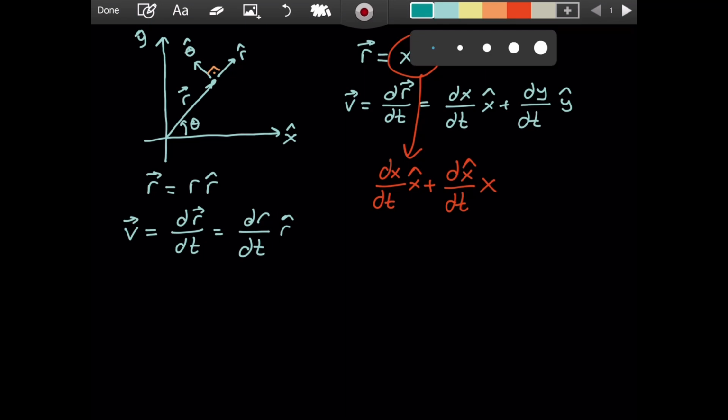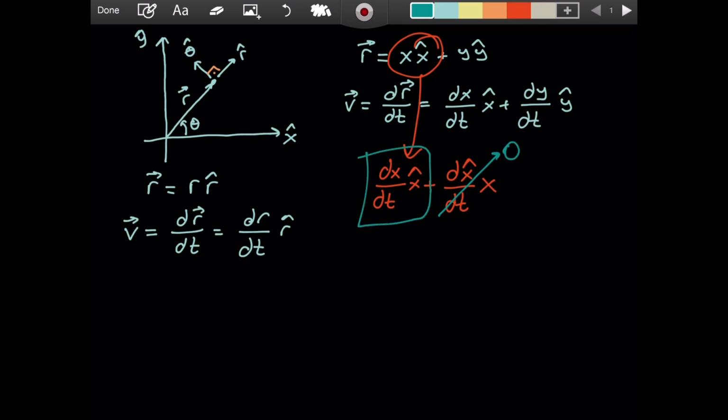However, since the Cartesian unit vectors x hat and y hat are not changing with respect to time, this derivative is 0. So this simplifies and we are left with this. And similarly for the other term in the derivative as well. This is what was happening behind the closed doors.